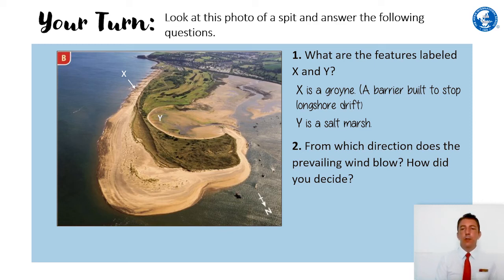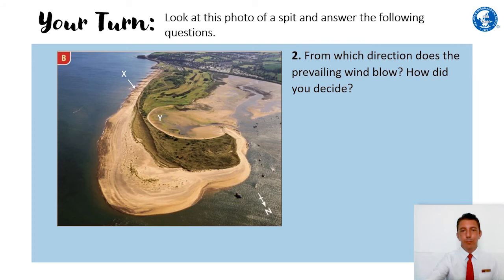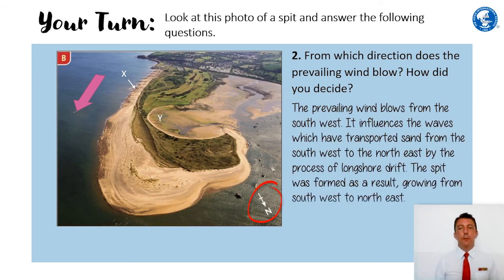Question 2, from which direction does the prevailing wind blow? Well, first we have to know which direction we have in this photograph. So in the bottom right corner, we see the north arrow. And I can tell the prevailing wind is blowing in the direction of the arrow I've put onto the photograph. So the prevailing wind blows from the southwest.